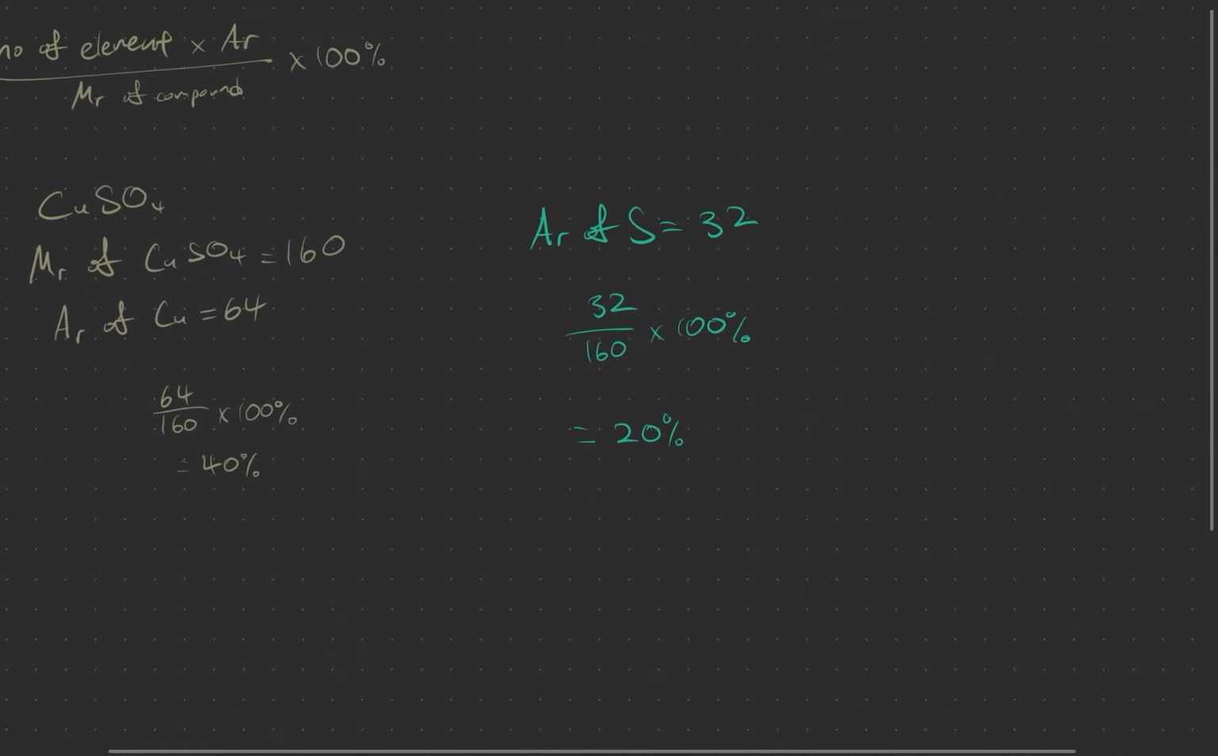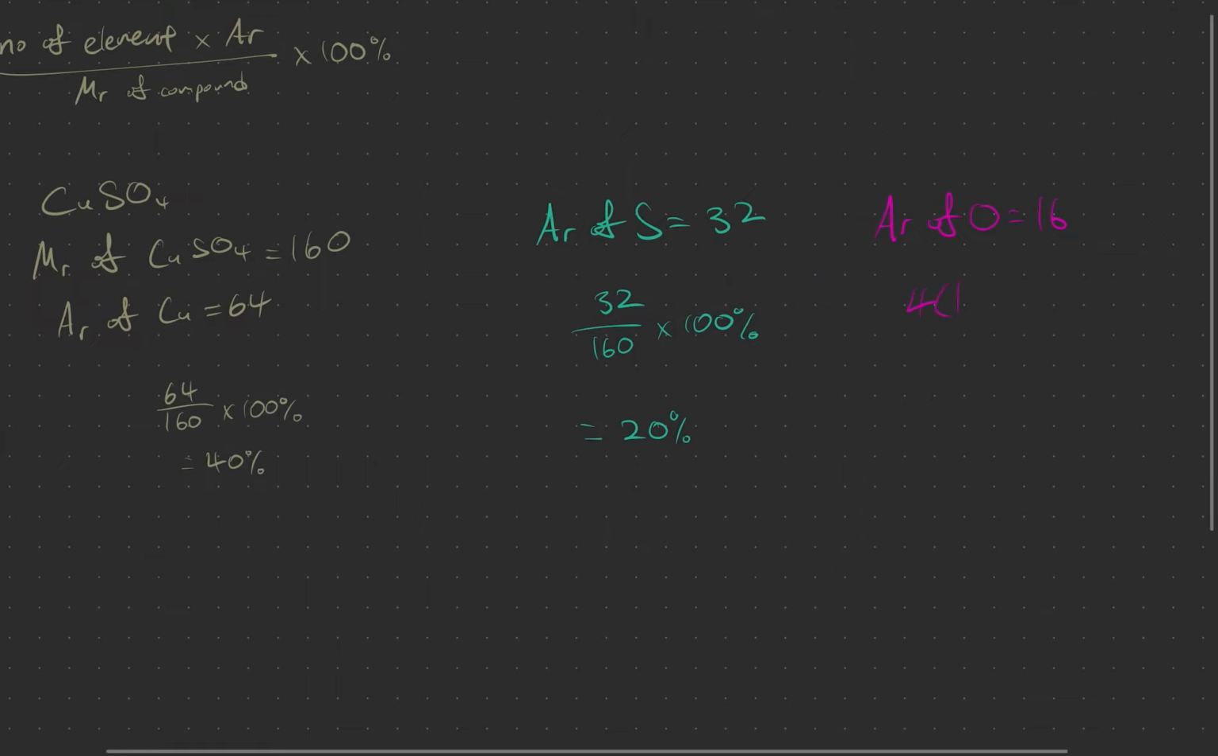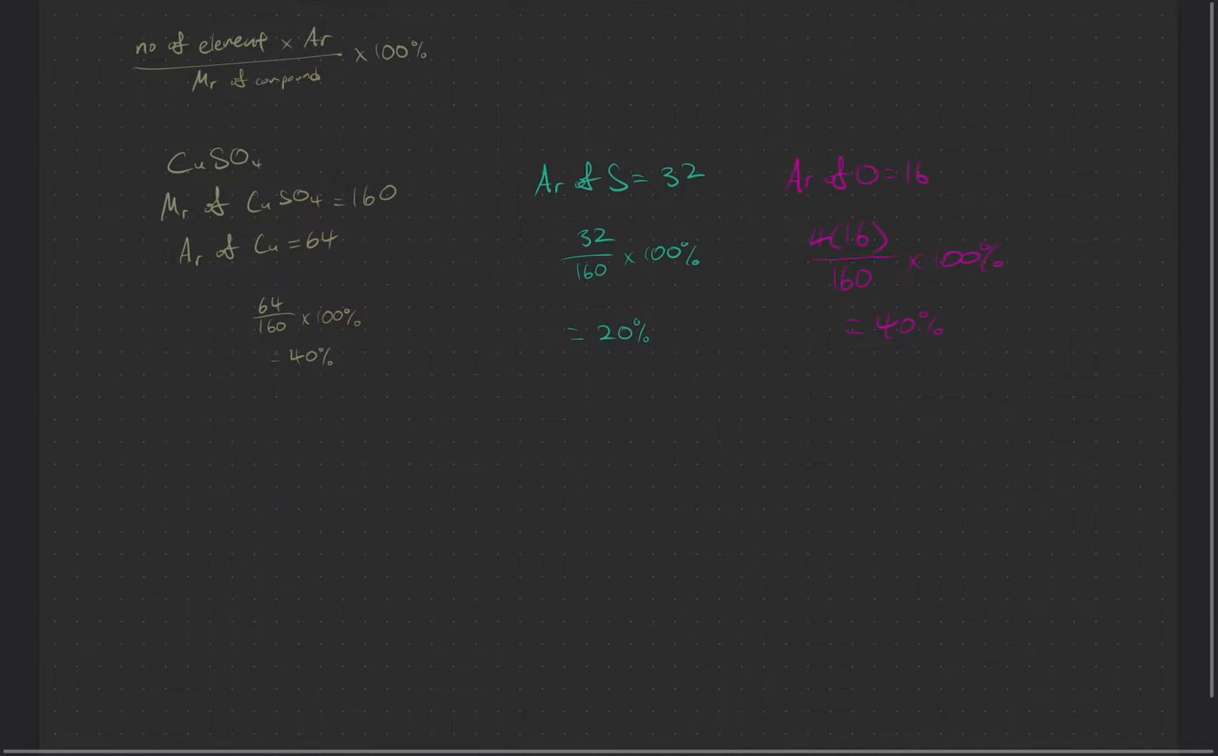So lastly, I might as well just end it off with oxygen. Find the Ar of oxygen first, which is 16, but since I have 4 atoms of oxygen in copper sulfate, it will just be 4 times 16 divided by 160 times 100, which will give me 40% too. So there you go. That's how you find the percentage composition of an element in a compound.